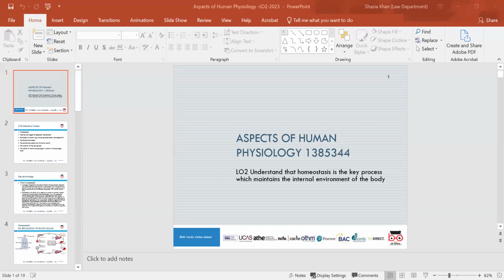We then went on to 1.2 and we looked at describing examples of the major systems in the human body. Here we looked at the 11 major organ systems: circulatory system, respiratory system, digestive system, nervous system, endocrine system, which we looked at earlier as well, immune system, muscular system, skeletal system, integumentary system, urinary system, and reproductive system in more detail.